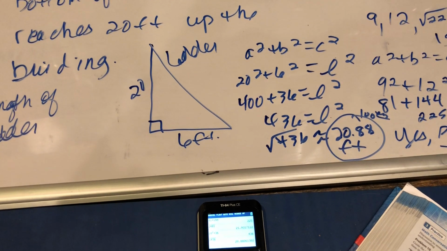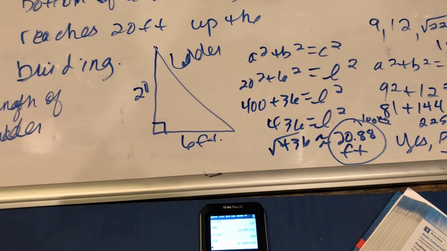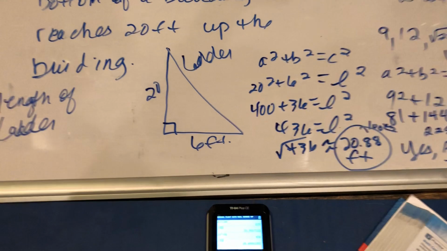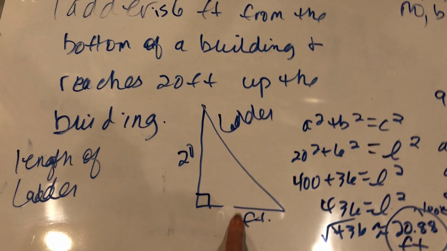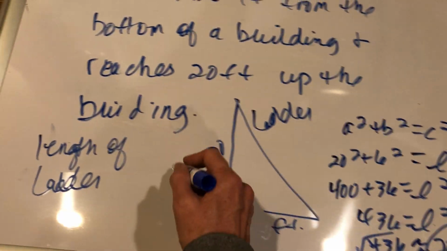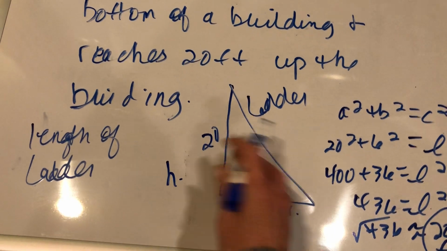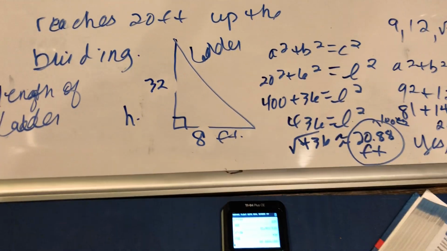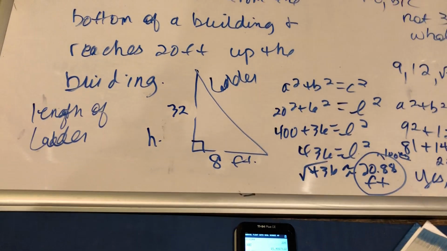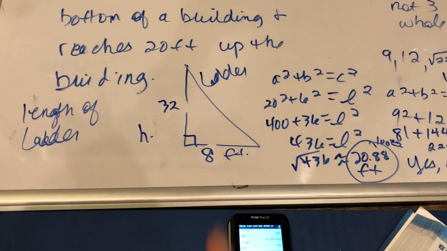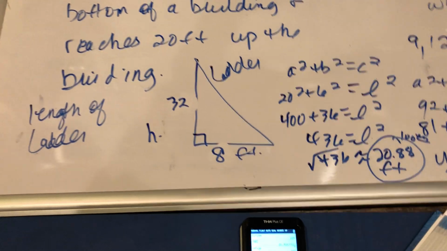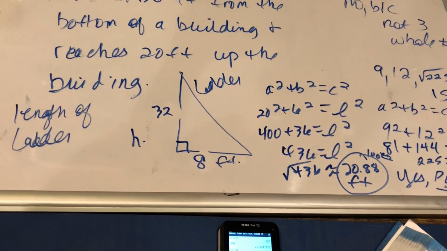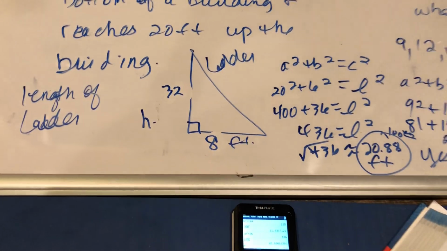H tells you that the ladder is 8 feet from the base of the building and the top of the ladder touches the building 32. So on practice H, you're going to put the 8 here and the 32 here. And then you're going to follow all this stuff. So instead of the 20, you're going to put 32. Instead of the 6, you're going to put the 8. And you're going to round it. It says round to the nearest tenth, so you only want one decimal place. So that's how you're going to work H.